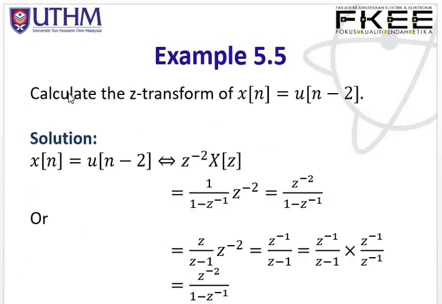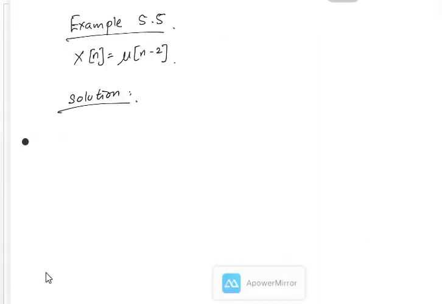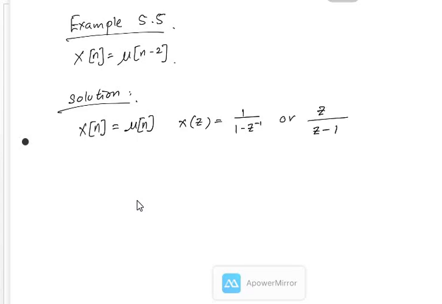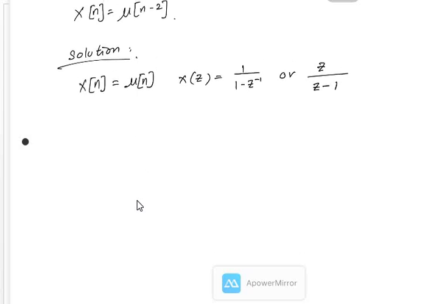Now let's look at the example. Calculate the z transform of x(n) equal to u(n minus 2). In the previous example, we know that x(n) equal to u(n). Okay, if x(n) equal to u(n), then we get X(z) equal to 1 over 1 minus z to the power of minus 1, or we can get z over z minus 1. So in this question, if x(n) equal to u(n minus 2), this means that X(z) is equal to z to the power of minus 2 times X(z).